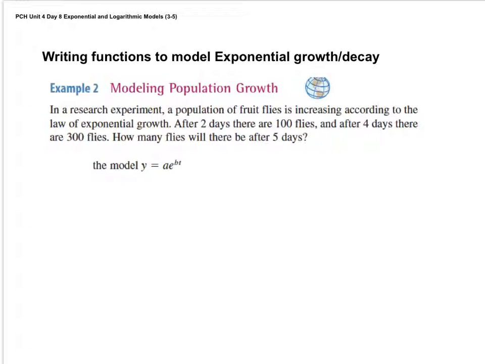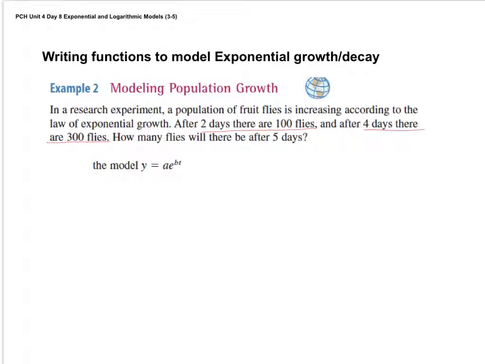Here we have, in a research experiment, a population of fruit flies is increasing according to the law of exponential growth. After 2 days, there are 100 flies, and after 4 days, there are 300 flies. How many flies will there be after 5 days?